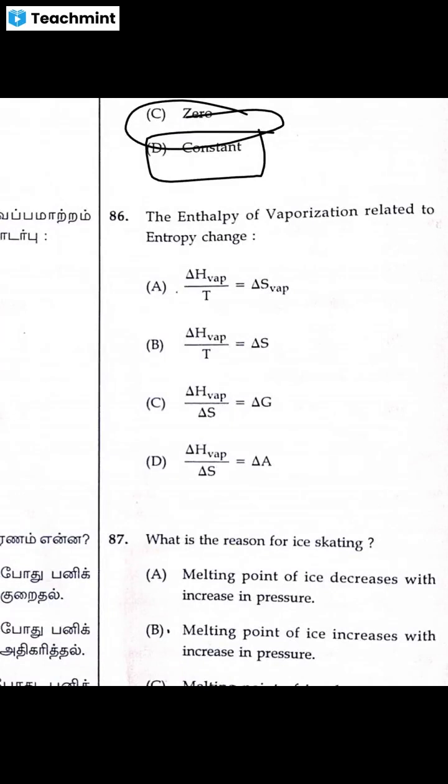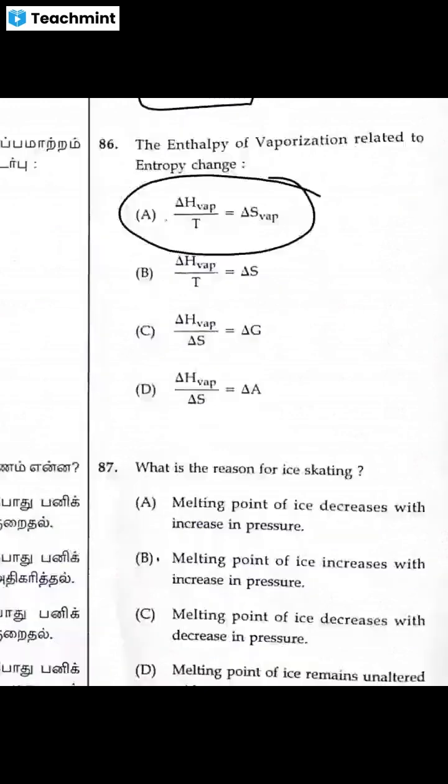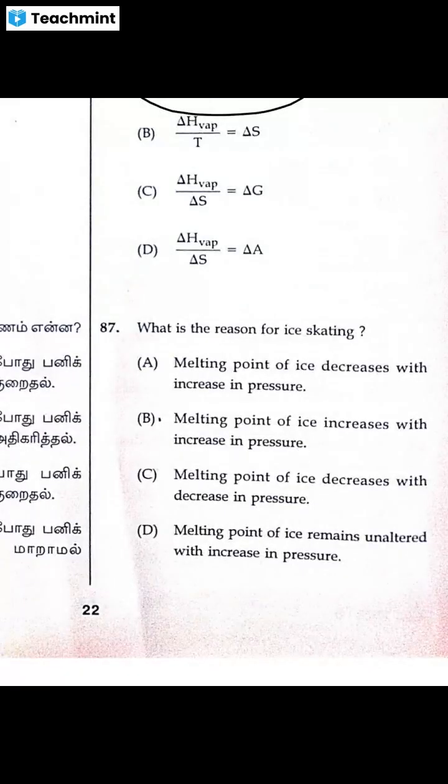At the next, enthalpy of vaporization is related to entropy. That is option A. And the melting point of ice. While giving pressure, the melting point of ice decreases with increasing pressure applied on it. So when we increase the pressure, the melting point decreases.